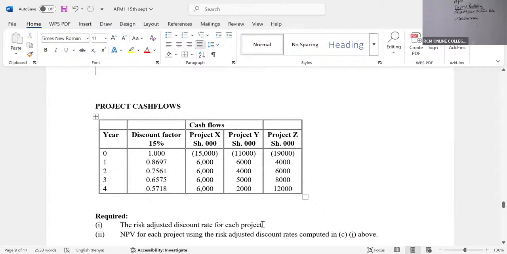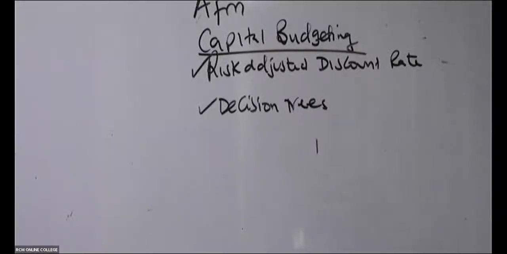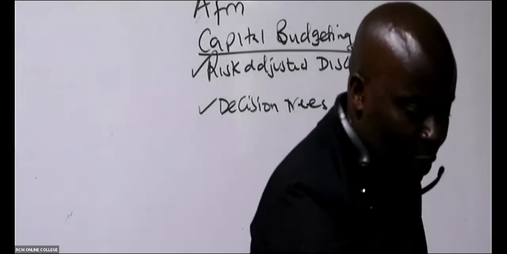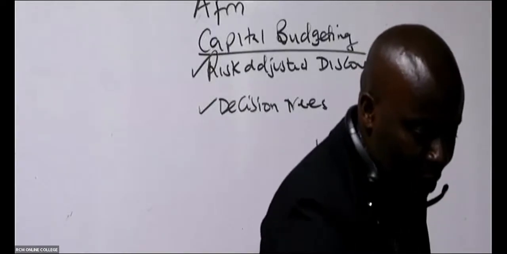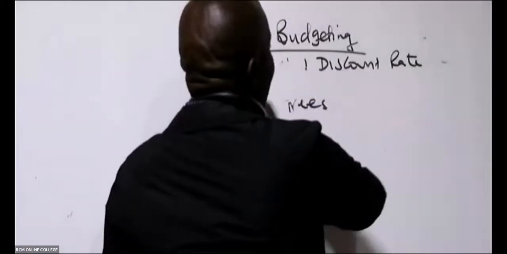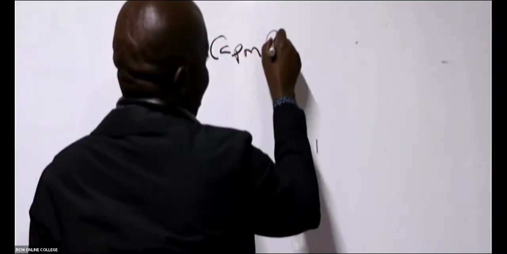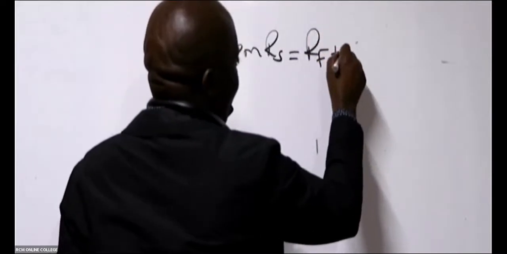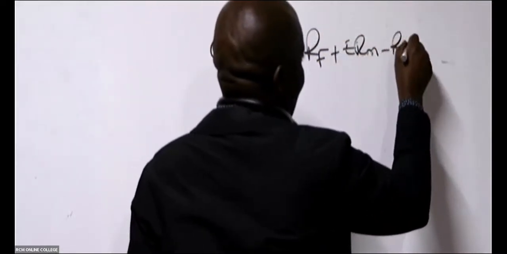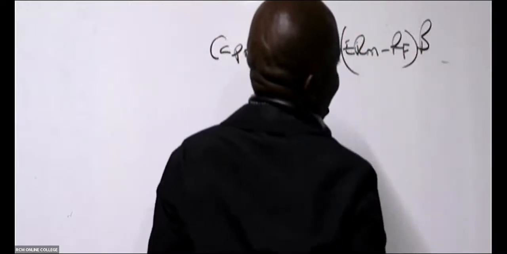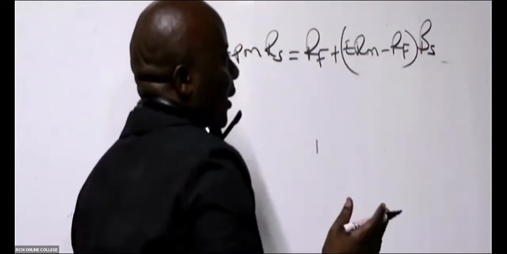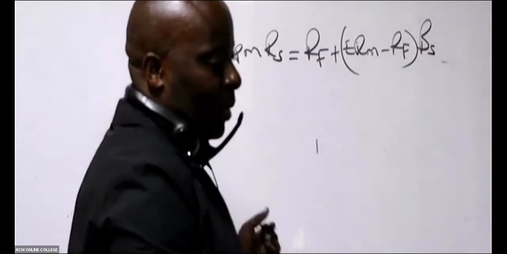So, ladies and gentlemen, let's first tackle the first requirement, where they want us to give them the RADR. How do we get this RADR? This is quite common in your exam. Very easy. To get this RADR, the examiner has given you a formula. I know, of course, in CAPM, we normally take risk-free plus the expected return on the market minus risk-free, multiplied by the beta of a security. That's what we do.